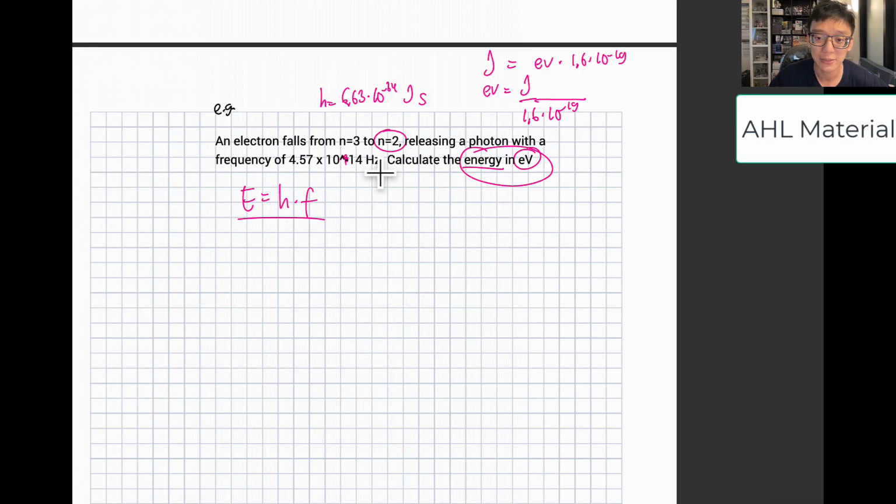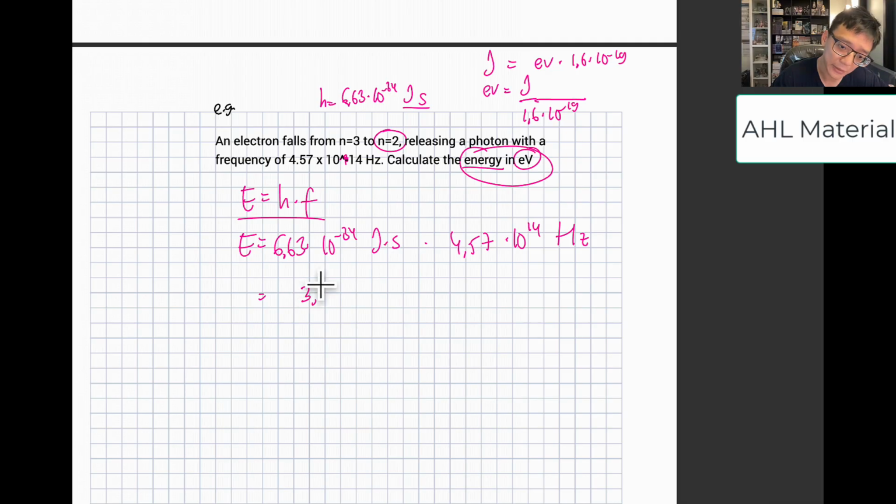Now we are asked to calculate the energy in electron volts, but of course we have to calculate the energy in joules first. Because according to this formula, if we use Planck's constant of 6.63 × 10^-34, the unit is joule second. Therefore, if we multiply everything, the remaining energy will be in joules. So the energy released will be 6.63 × 10^-34 joule second multiplied by 4.57 × 10^14 Hz. So we will have around 3.03 × 10^-19 joules.